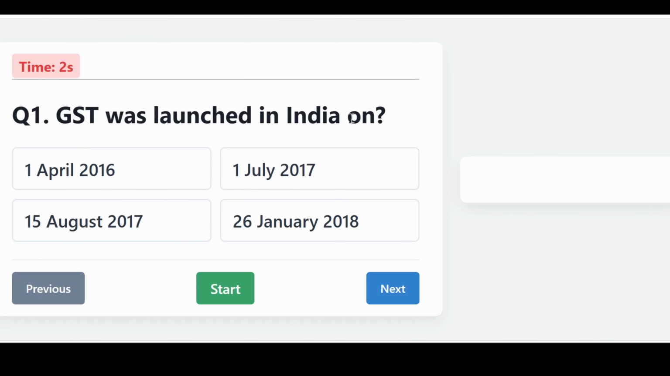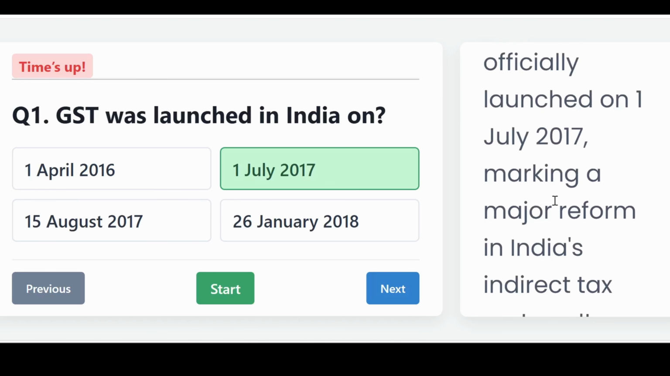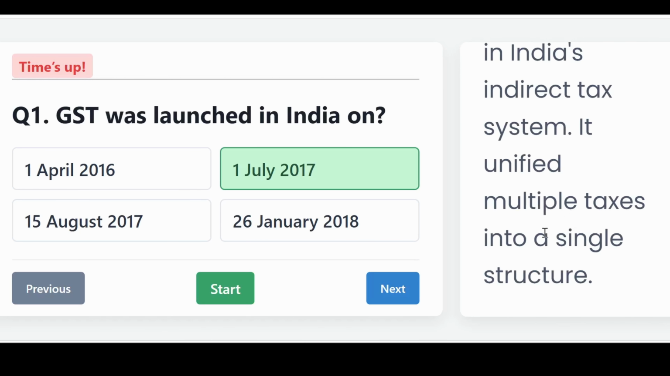GST was launched in India on, is it 1st April 2026, 1st July 2017, 15 August 2017, or 26 January 2018? The correct answer, 1st July 2017. GST was officially launched on 1st July 2017, marking a major reform in India's indirect tax system. It unified multiple taxes into a single structure.